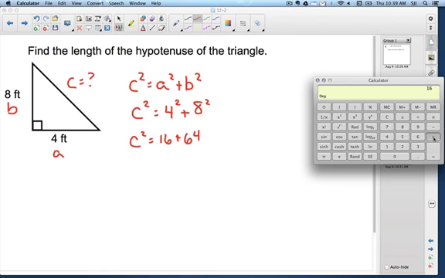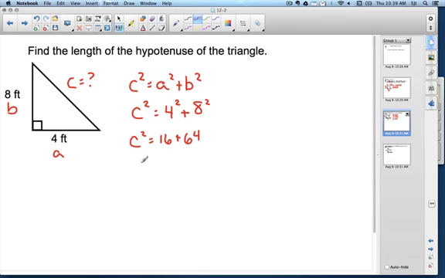16 plus 64 is equal to 80. So that means c squared equals 80. But remember, we don't want to know what c squared is. We want to know how long this hypotenuse is. So to unsquare things, you have to find their square root. In other words, you're trying to find what number times itself gets you 80.